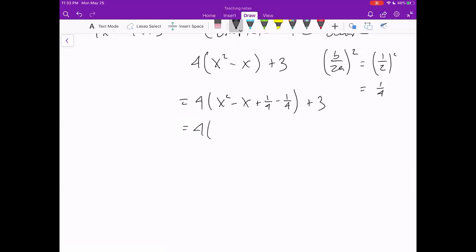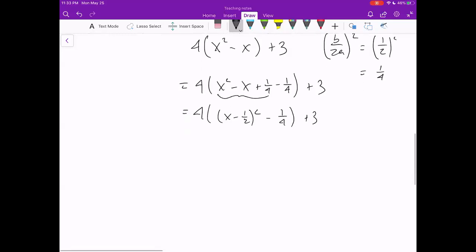So this is equal to 4, and now the point is this term is a perfect square. This is x minus 1/2 squared. You can check that if you need to. And I still have this minus 1/4 here, plus 3. I'm going to distribute this 4, and I'm going to get 4 times x minus 1/2 squared minus 1 plus 3.